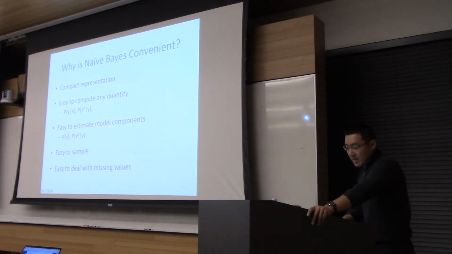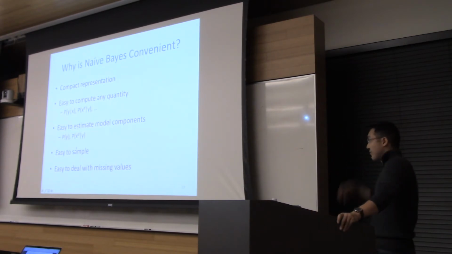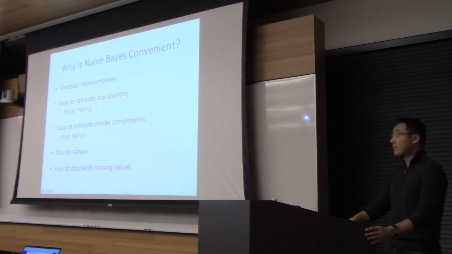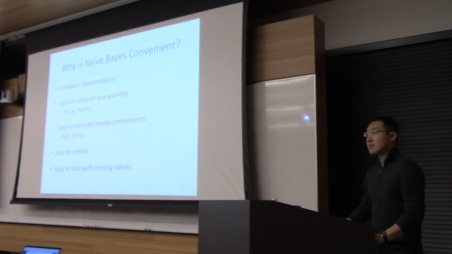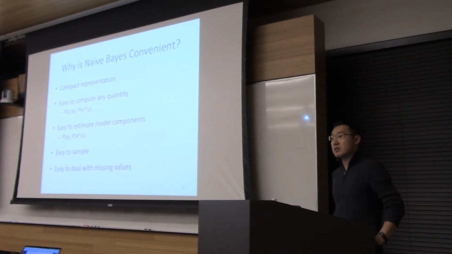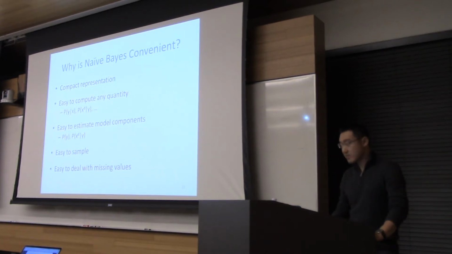Each of these individual components is going to be easy to compute, and I'll go through some examples. It's going to be easy to learn, or estimate, the parameters of these models. It's easy to sample, so if we want to draw new samples, that's easy. And it's easy to deal with missing values. All of these are going to be true under this structural assumption, and we'll go through some examples of how that works.